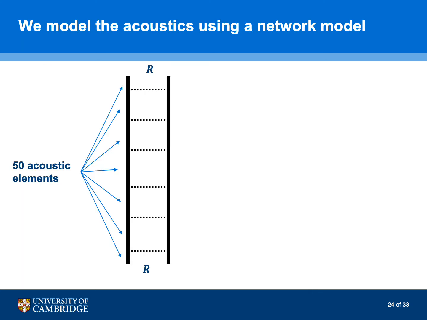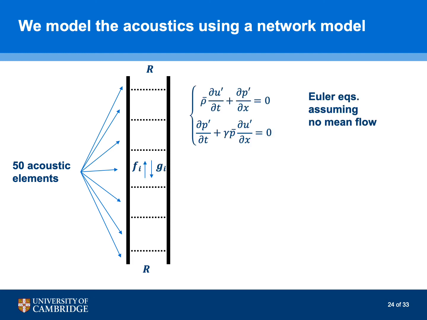The second step for us is the modeling of the fast timescale, the acoustic timescale. For this, we use a network model made up of 50 acoustic elements. In each of these elements, we solve the Euler equations in the assumption of no mean flow because, as we saw before, the Mach number is close to zero. The solution of these equations in each element is obtained by performing a Riemann decomposition, which results in an F wave traveling downstream and a G wave traveling upstream. Different elements correspond to different waves.